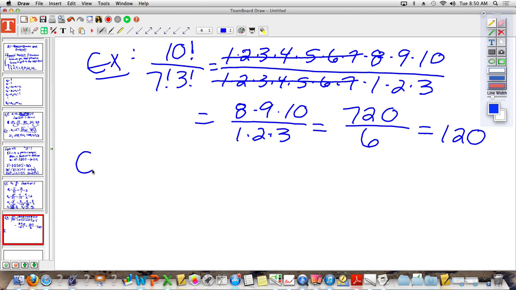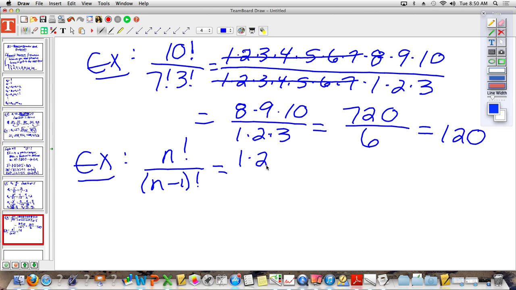Hold on, one more. I told you there was one more example, I lied. What about this? n factorial over n minus 1 factorial. So, what is n factorial? What does that mean? It's 1 times 2 times 3 and so on, and it stops at n.